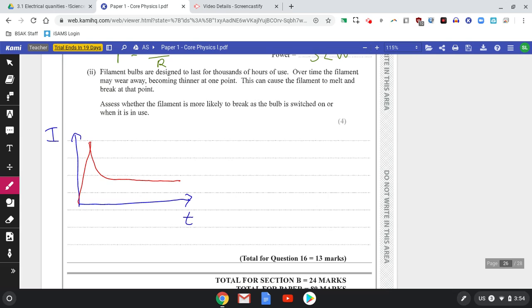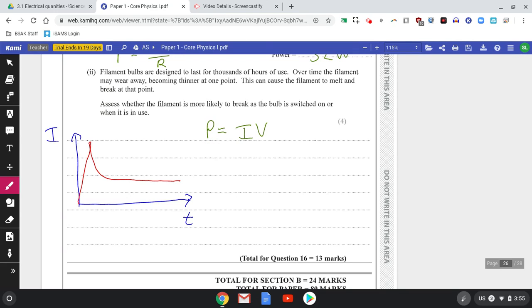Now we can prove this mathematically. We're going to look at the three power equations. First one, P equals I V. V's constant, but if we get a big current at the start, then we're getting a large amount of power delivered in the filament, which is going to be a large amount of heat energy produced. If you get a large amount of heat energy per second delivered, it's more likely to blow, isn't it? So it's all about the power. If this power is high in the bulb, it's most likely to blow, because it's going to heat up much more quickly.